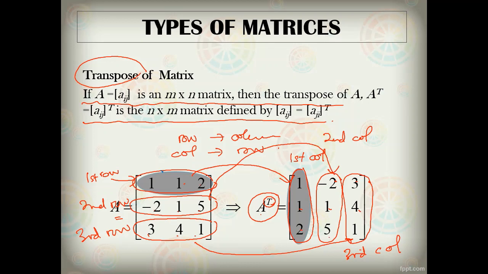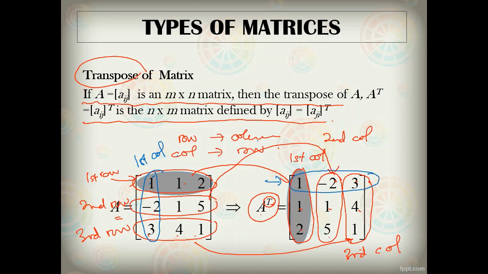Okay, you can also start by using the column. So this is your first column. When you start by using column, you must change column to row. So the first column becomes your first row. Okay, where is the first row? Here.